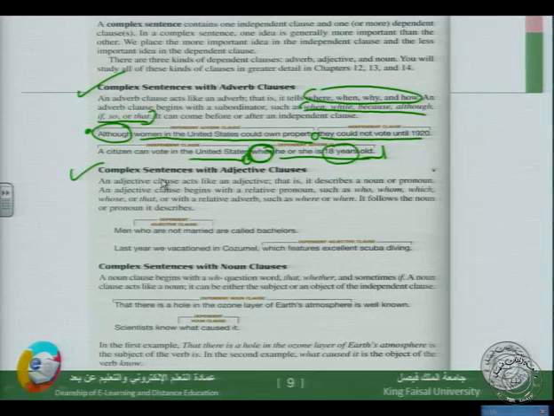Complex sentences with adjective clauses. An adjective clause acts like an adjective. That is, it describes a noun or a pronoun. An adjective clause begins with a relative pronoun, a pronoun such as who, whom, which, whose or that. هذول كلياتهم شو بنسميهم؟ who, whom, which, whose or that بنسميهم relative pronouns. A clause that starts with a relative pronoun شو بنسميه؟ بنسميه adjective clause.